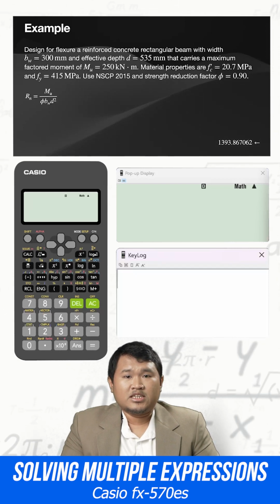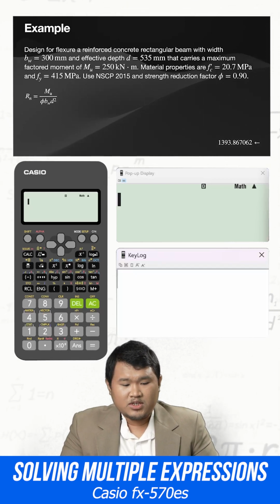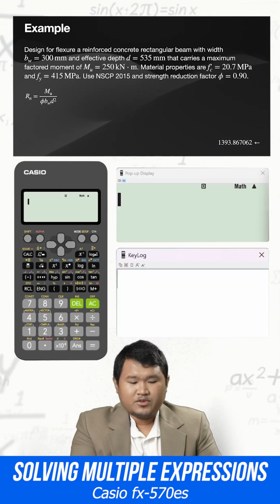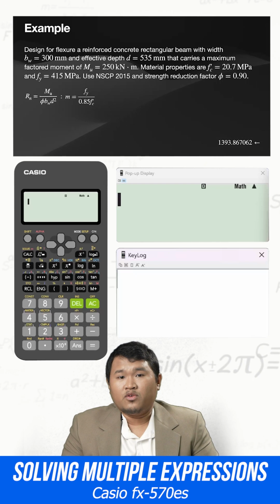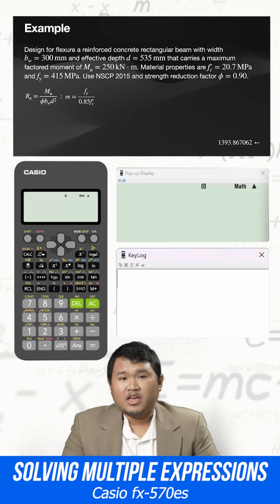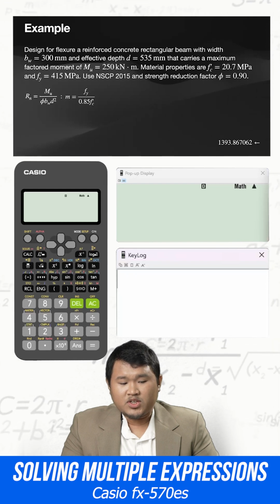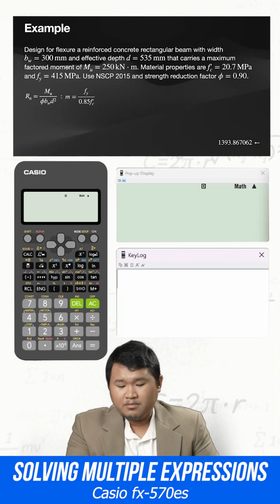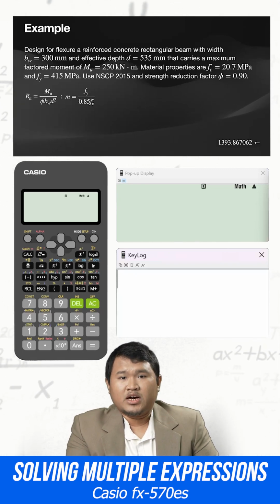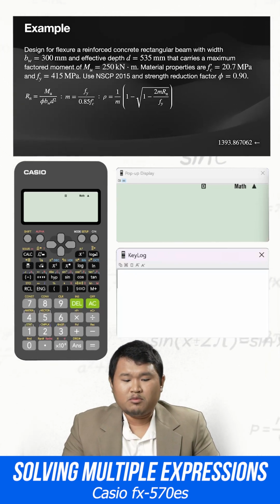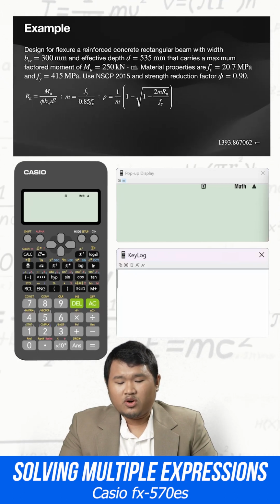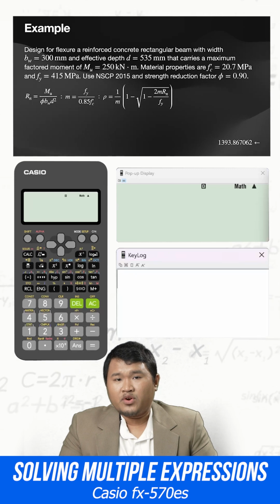First, we will calculate the resistance ratio Rn, which is equal to Mu divided by φbd squared. And then after that, we will also calculate the value of m, which is fy over 0.85 f'c. And then using the values of Rn and m, we will plug them into the formula for the steel ratio ρ, which is given by 1 over m times 1 minus the square root of 1 minus 2m Rn over fy.